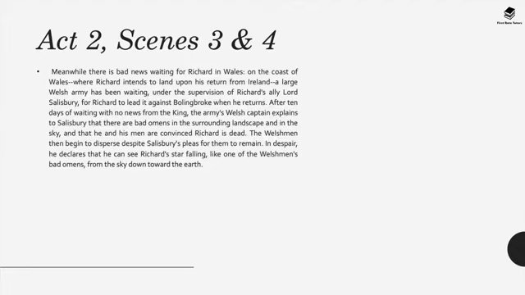Meanwhile, there's bad news waiting for Richard in Wales. On the coast of Wales, where Richard intends to land upon his return from Ireland, a large Welsh army has been waiting, under the supervision of Richard's ally, Lord Salisbury, for Richard to lead it against Bolingbroke when he returns. After 10 days of waiting with no news from the king, the army's Welsh captain explains to Salisbury that there are bad omens in the surrounding landscape and in the sky, and that he and his men are convinced Richard is dead. The Welshmen then begin to disperse despite Salisbury's pleas for them to remain.